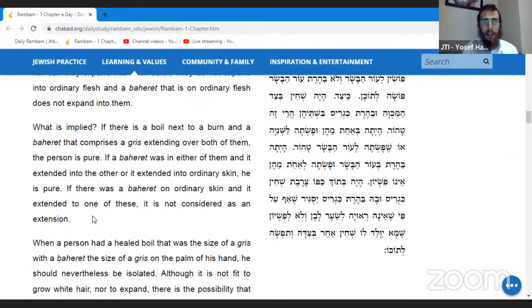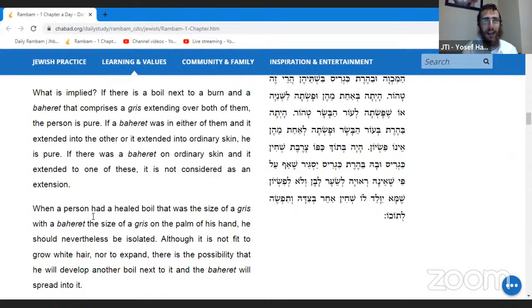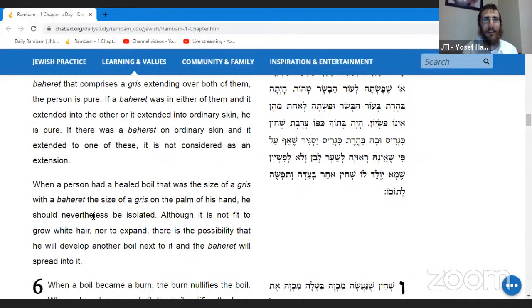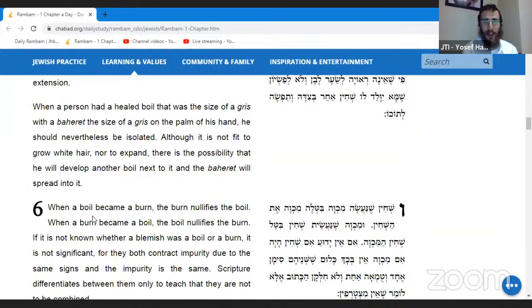These are independent. They are independent republic zones within a larger area. When a person has a healed boil that was the size of a gris, with a baheres the size of a gris on the palm of his hand, you might say, what's the point of him waiting?